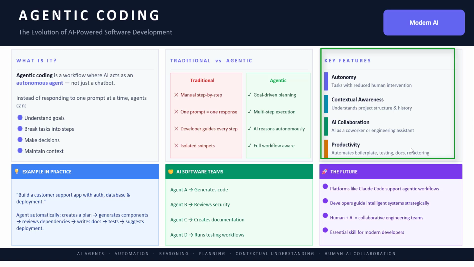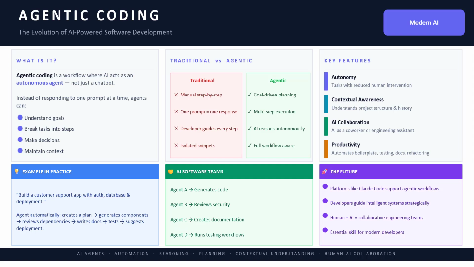Another major advantage of agentic coding is productivity. Repetitive tasks such as debugging, testing, documentation, and refactoring can be automated intelligently. However, agentic coding is not about replacing developers. Human engineers still play the most important role in defining architecture, understanding business needs, ensuring security, making ethical decisions, and validating final outputs. AI agents are tools that enhance developer capabilities rather than eliminating them.